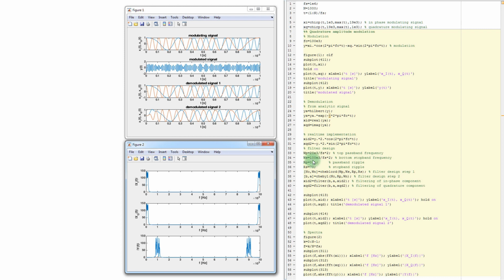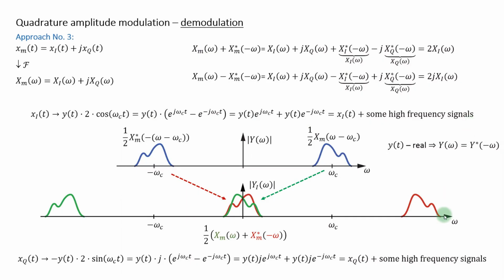Now, this bottom frequency of the stopband was chosen with respect to those undesired high-frequency components that we want to suppress. Recall from the lecture that after this multiplication, the spectrum of this signal will look like this. At low frequencies, here you will have your demodulated signals, this is the carrier frequency, and somewhere around twice the carrier frequency you will have those undesired high frequency components.